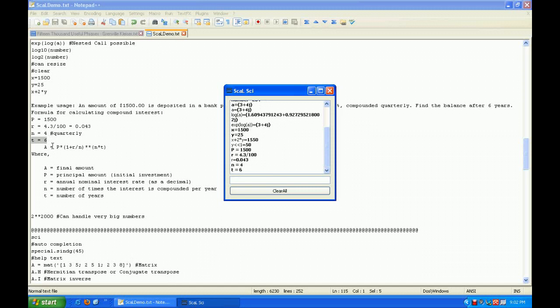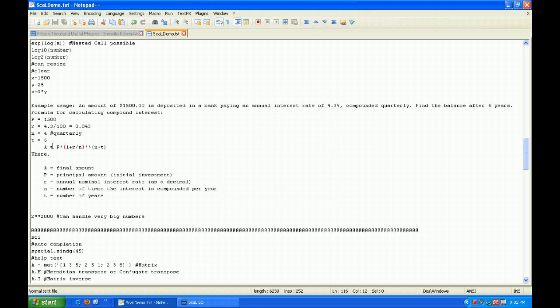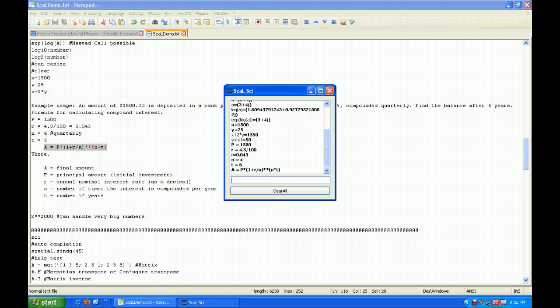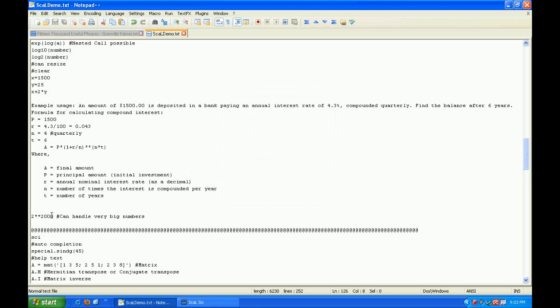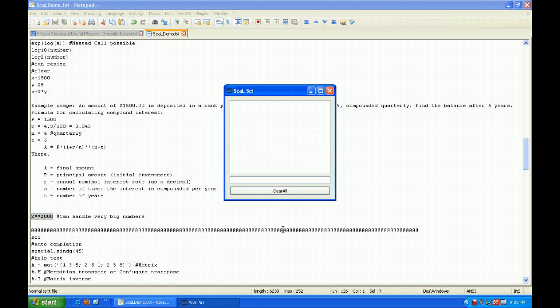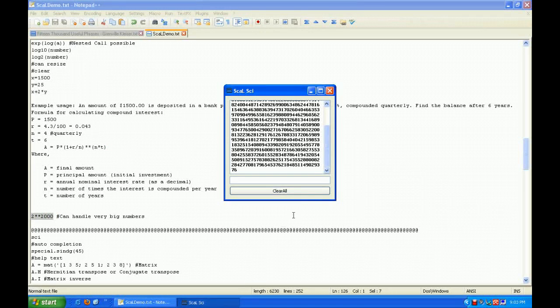So our amount is given by this formula, that amounts to this much. After 6 years we will have an amount of 1938.83 approximately. ScaL can also handle very large numbers, like to the power 2000. It's really a very large number.